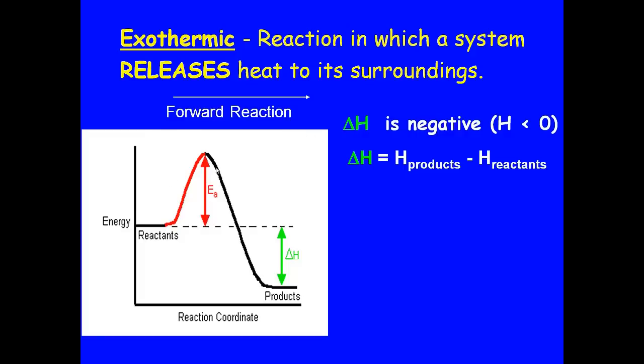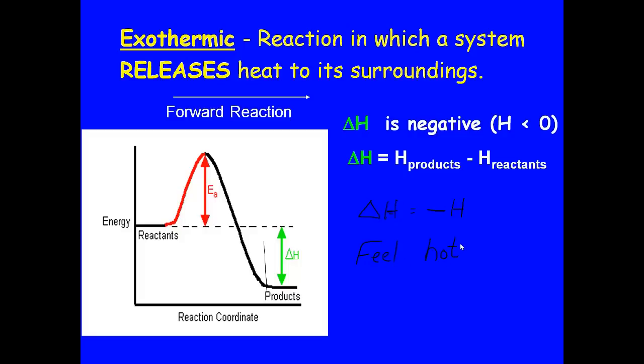So what happens is exothermic is releasing heat to the surroundings. It's going to release more heat than it took to break those bonds. So when you subtract this, products minus reactants, that's going to give you a negative number. And if it's a negative number, that's another way I can tell that it's exothermic. So if the delta H is negative, that's how I can tell it's exothermic. These are the ones that feel hot.